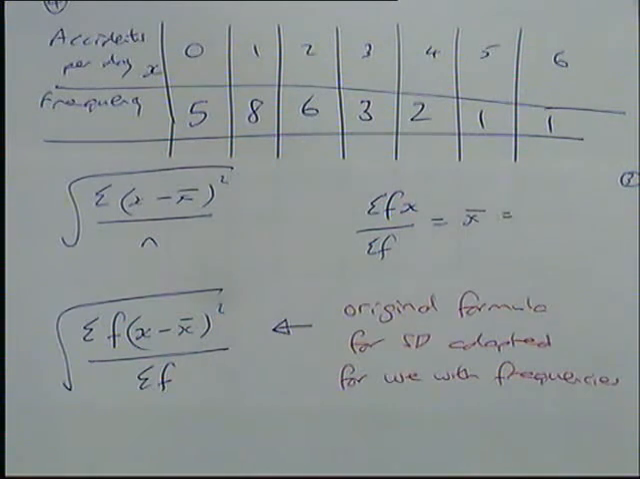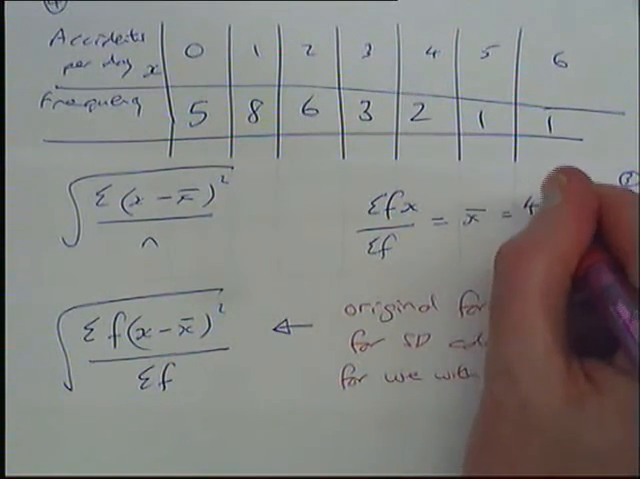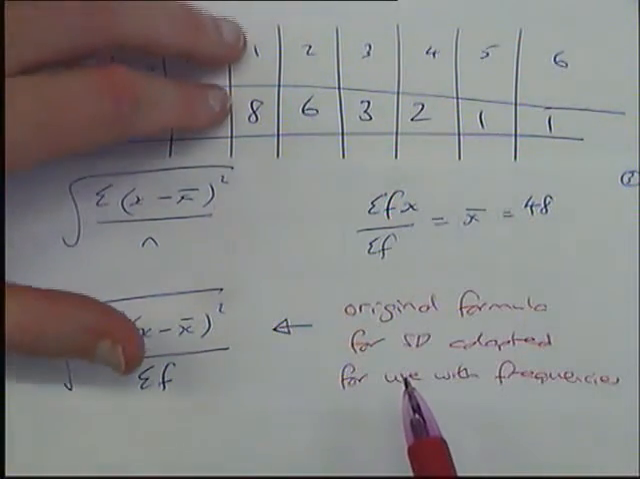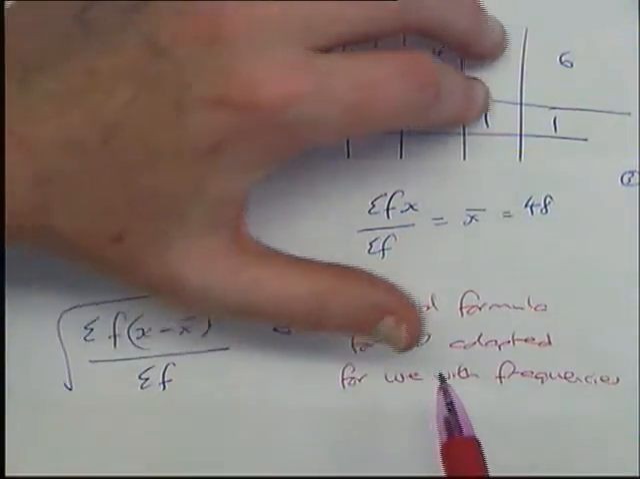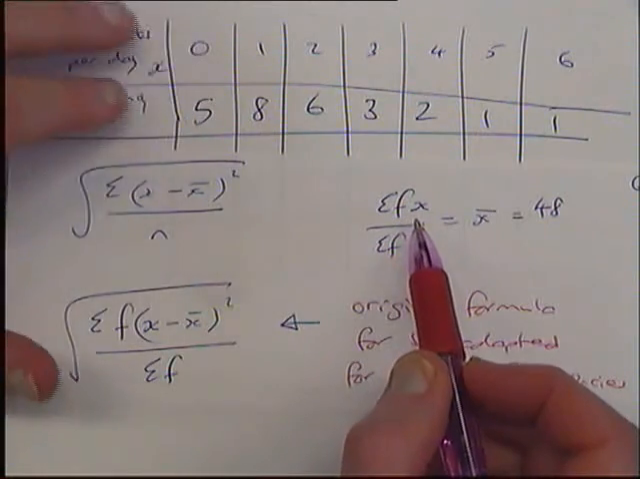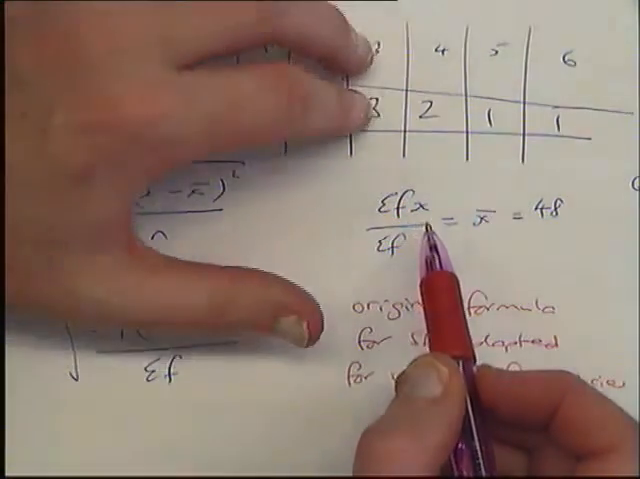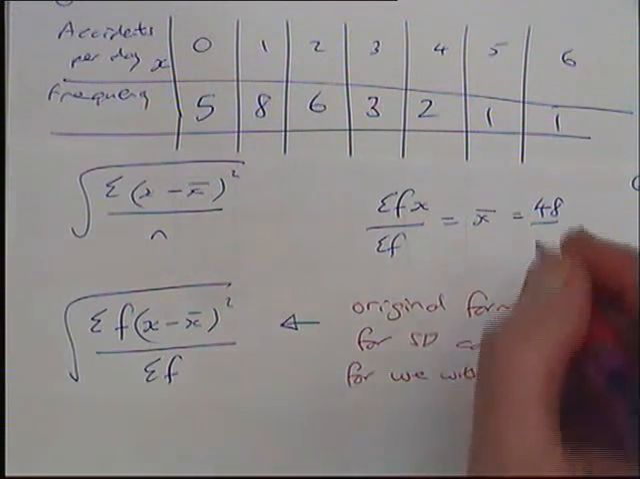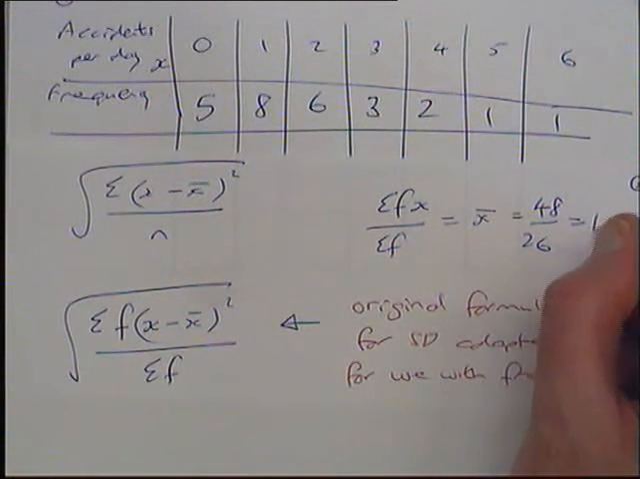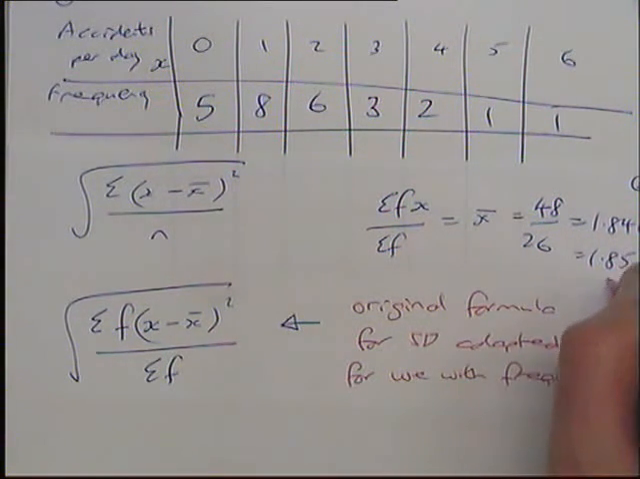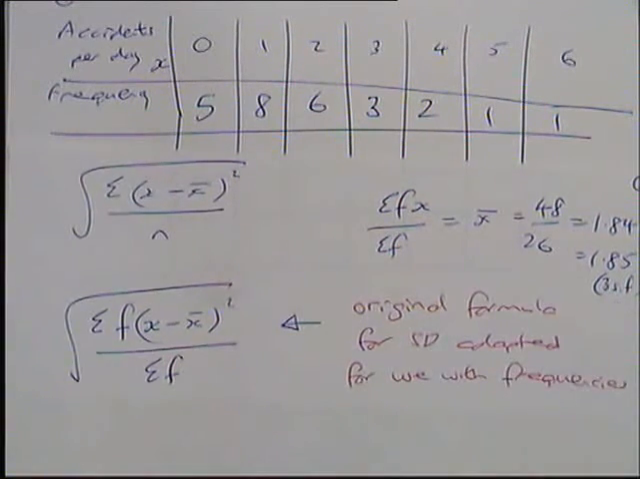I've heard something correct from you, James. It's 48. If you do nothing plus 8 plus 12 plus 9 plus 8 plus 5 plus 6, you should get 48. That's all the f numbers times by the x ones added up. That's 0 times 5, 1 times 8, 2 times 6, 3 times 3, and so on, added up. Sigma f, you must have had over there correct. It's 26. And that gives a mean of 1.846. Should we just call that 1.85? 3 significant figures. 1.85.